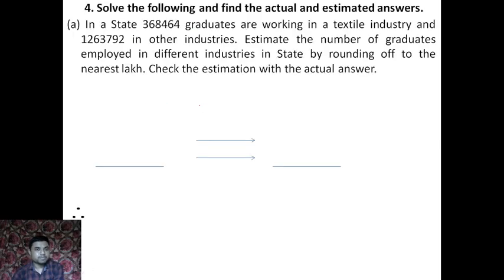Now question number 4: solve the following and find the actual and estimated answers. Question number A: in a state, these graduates are working in a textile industry and these in other industries.